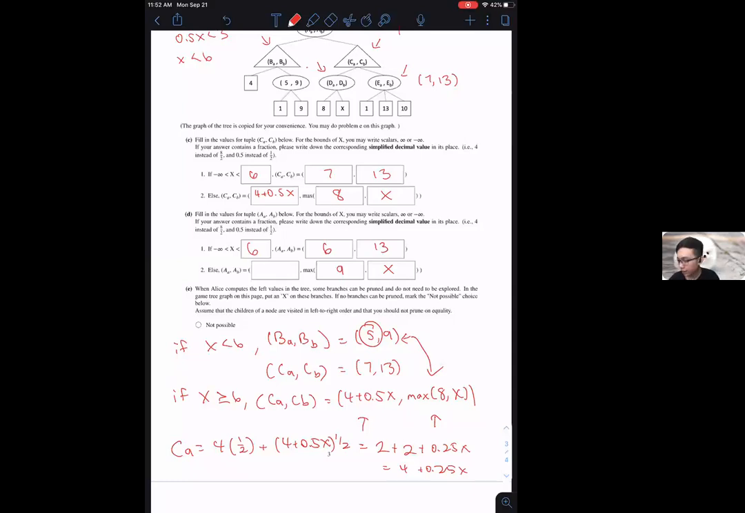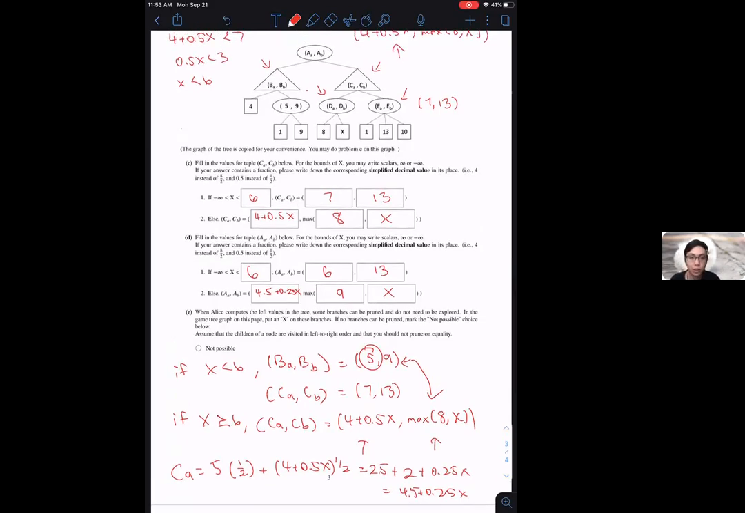Oh, my bad. I just realized I put 4 instead of 5, so this should be 5, right? Since we took the value of BA directly. So this should be 5 times 1/2 plus 4 plus 0.5x times 1/2. So in this case, this shouldn't be 2, this should be 2.5, and this should be 4.5. So the answer right here in this node should be 4.5 plus 0.25x. Yeah, the box is kind of small, but you get the idea.